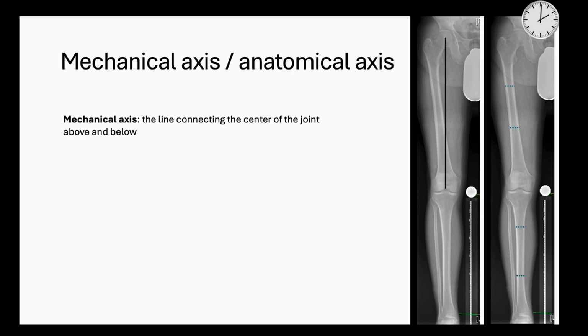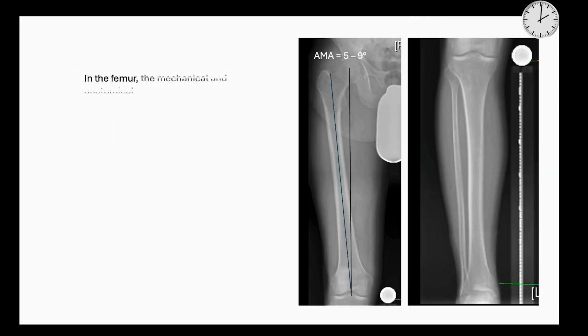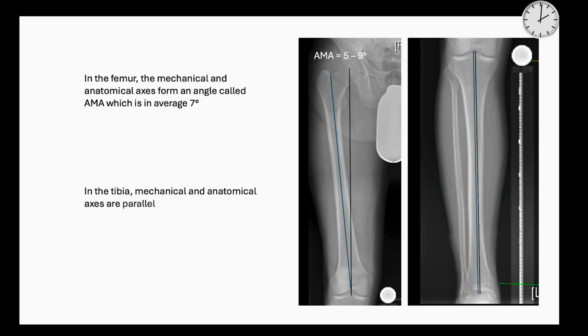Regarding the mechanical axis of a single bone, such as the femur or tibia, it is the line connecting the center of the joint above to the center of the joint below. On the other hand, the anatomical axis is the mid-diaphyseal line of the bone. In the femur, the mechanical and anatomical axes form an angle called the AMA, which averages 7 degrees. In the tibia, the mechanical and anatomical axes are parallel.